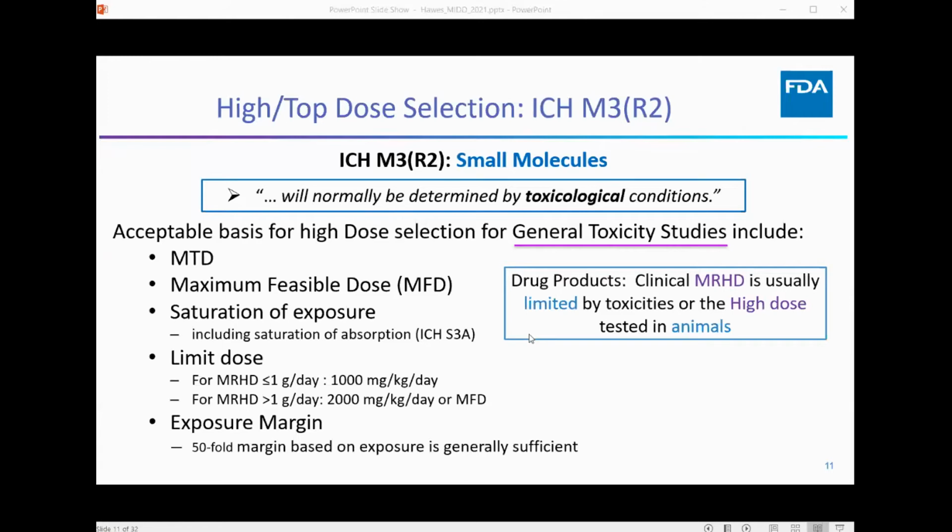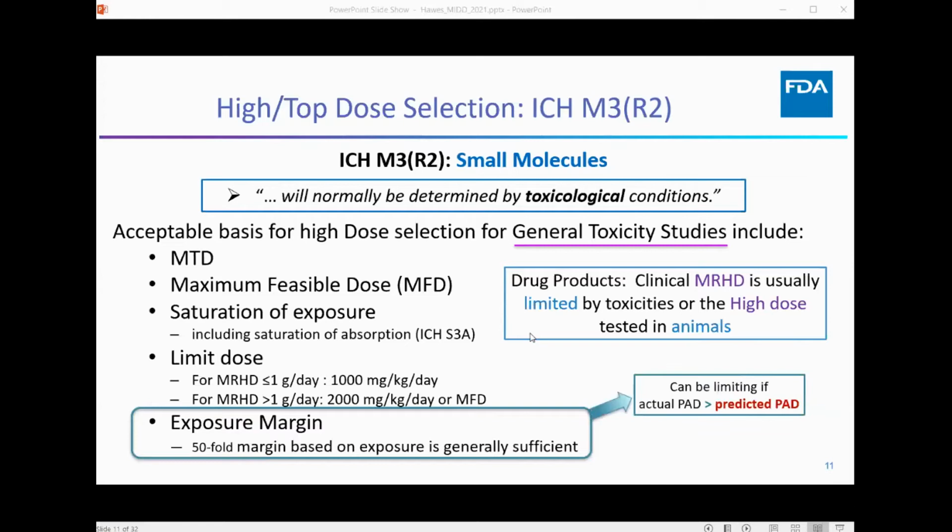When using exposure margin as a basis to select the high dose for non-clinical studies, this can be limiting later in development if the actual clinical PAD occurs at higher doses than originally predicted. This could then necessitate exploration of higher clinical doses to achieve efficacy. And there have been cases where sponsors have had to repeat the non-clinical toxicology studies in order to be allowed to examine higher clinical doses and continue drug development, which of course can be very costly.